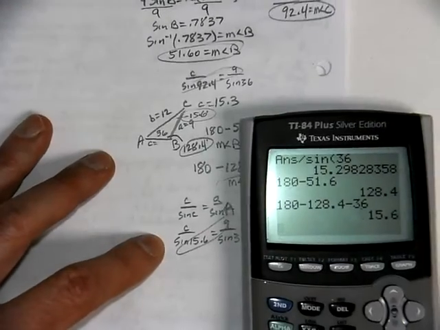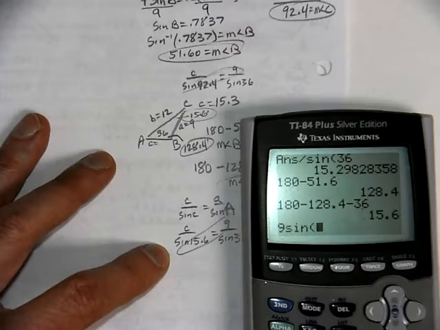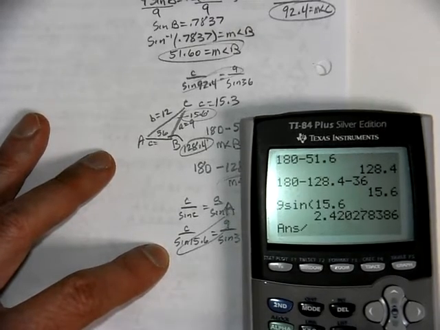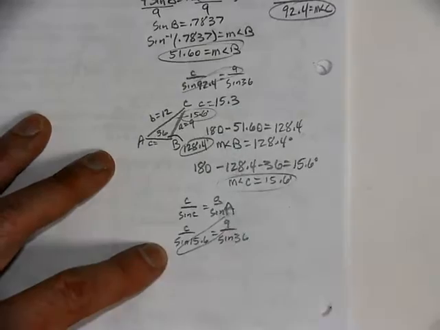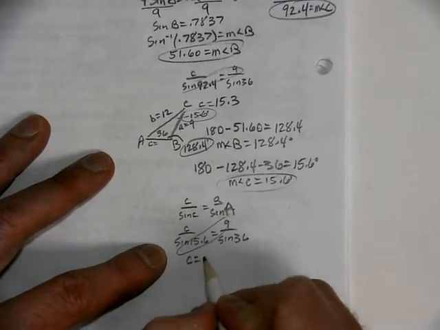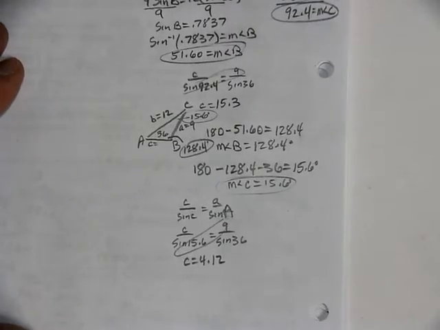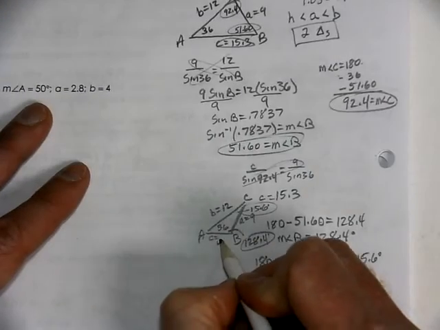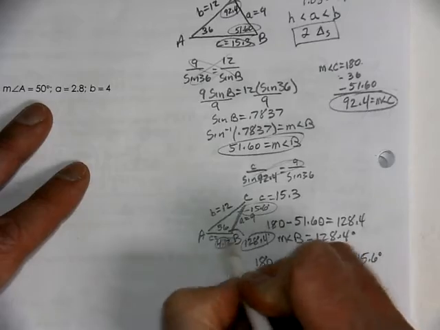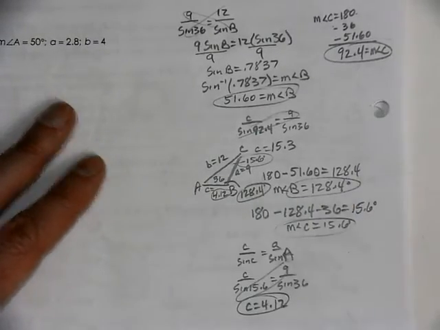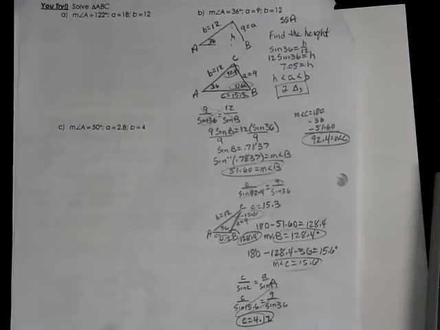We've got a cross multiplying and a dividing by the sine of 36. So our missing side was 4.12. So you want to circle your answers. And that was another example of solving for two triangles.